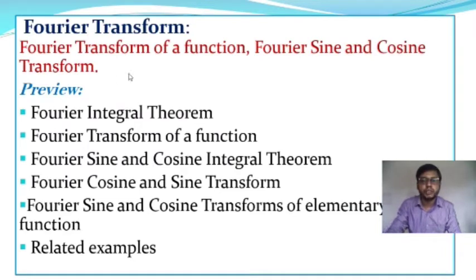Before we start today's lecture, let's quickly recall the last lecture. In the last lecture we discussed the Fourier transform of a function, and the Fourier sine and cosine transforms. We discussed the Fourier integral theorems, the Fourier transformation of a function, and after that the Fourier sine and cosine integral theorem and Fourier sine and cosine transformation, along with some related examples. We also discussed the Fourier sine and cosine transformation of elementary functions and related examples in the last class.